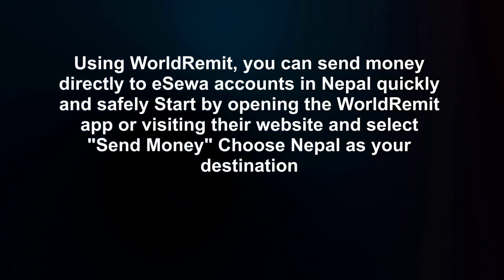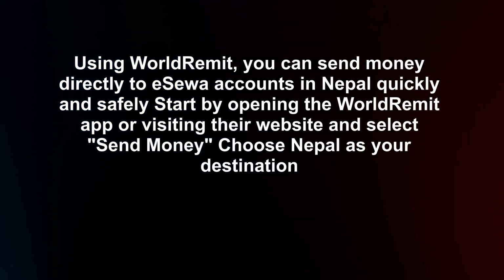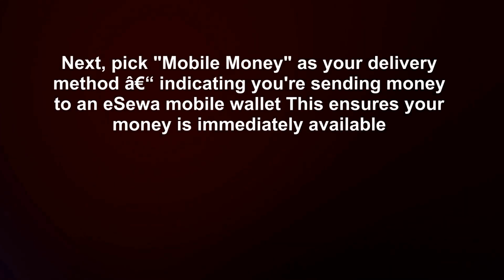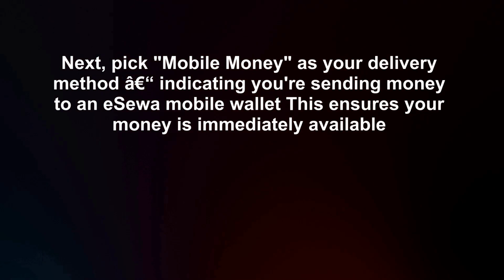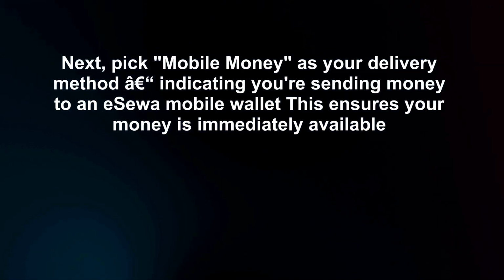Start by opening the WorldRemit app or visiting their website and select Send Money. Choose Nepal as your destination. Next, pick mobile money as your delivery method, indicating you're sending money to an eSewa mobile wallet. This ensures your money is immediately available.